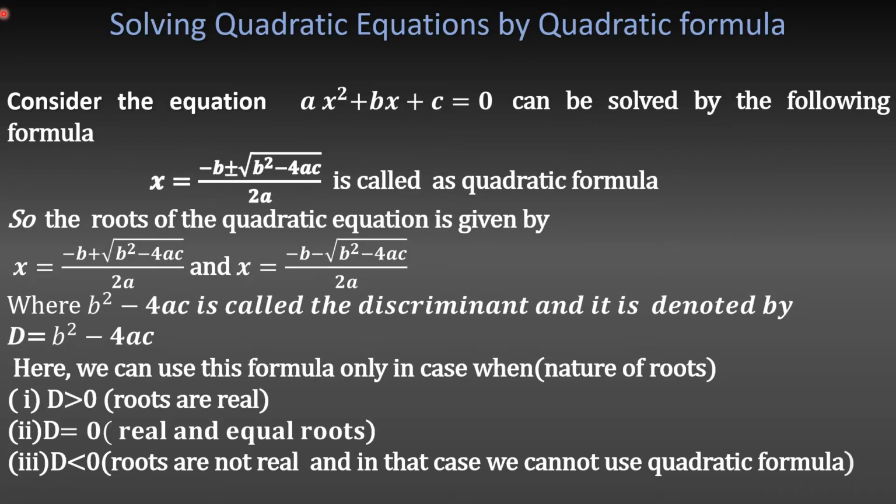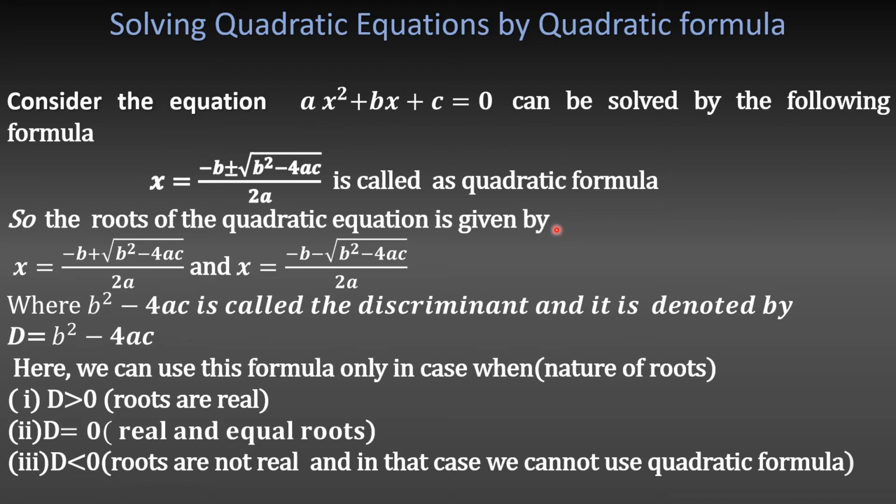As we studied the factorization method in the last video lecture, here we will study the quadratic formula for solving quadratic equations. First of all, we consider the quadratic equation ax square plus bx plus c equals 0, which can be solved by the following formula: x equals minus b plus minus under root b square minus 4ac, upon 2a. It is called the quadratic formula or Shridharacharya's formula, after the Indian mathematician of old times, and it can be used for solving quadratic equations.